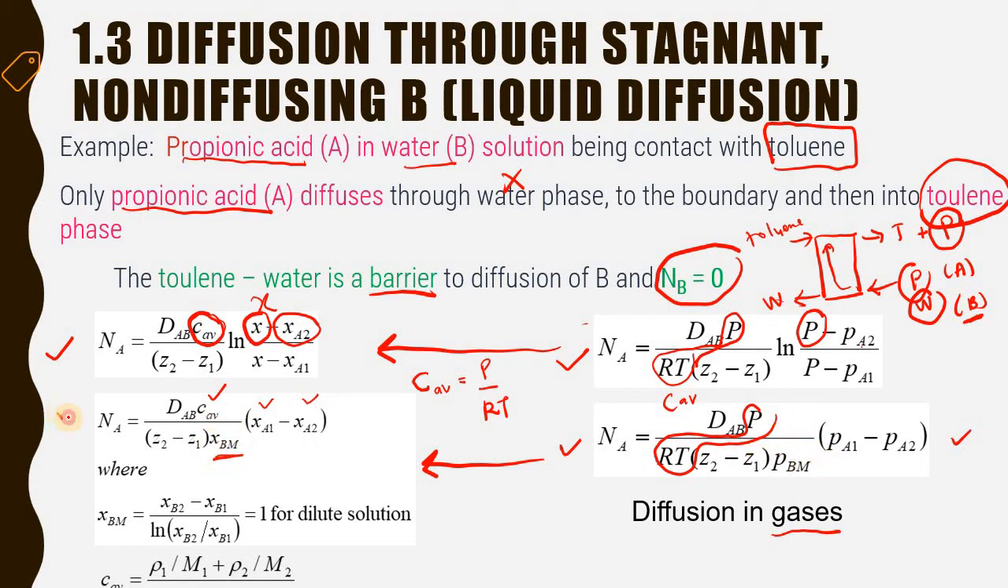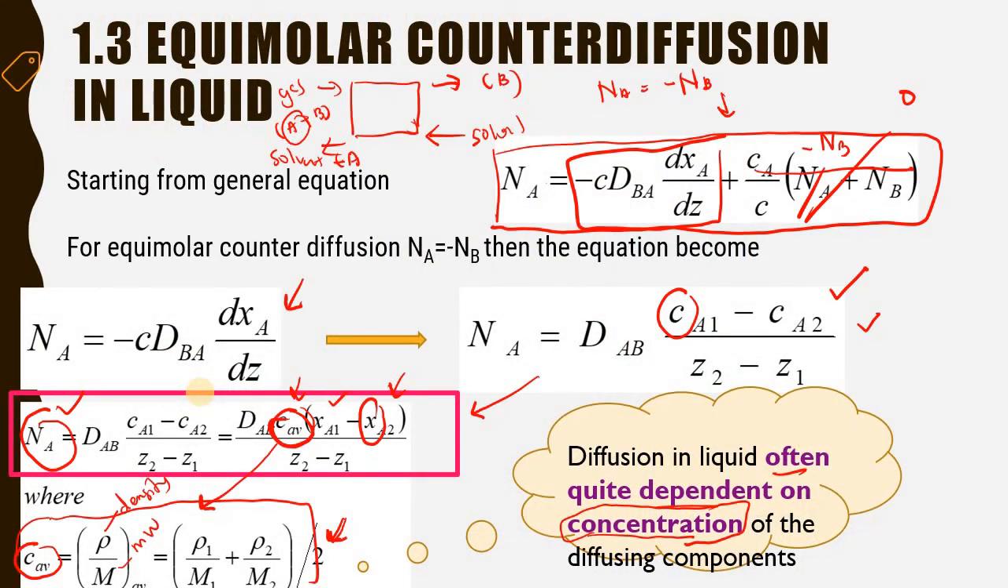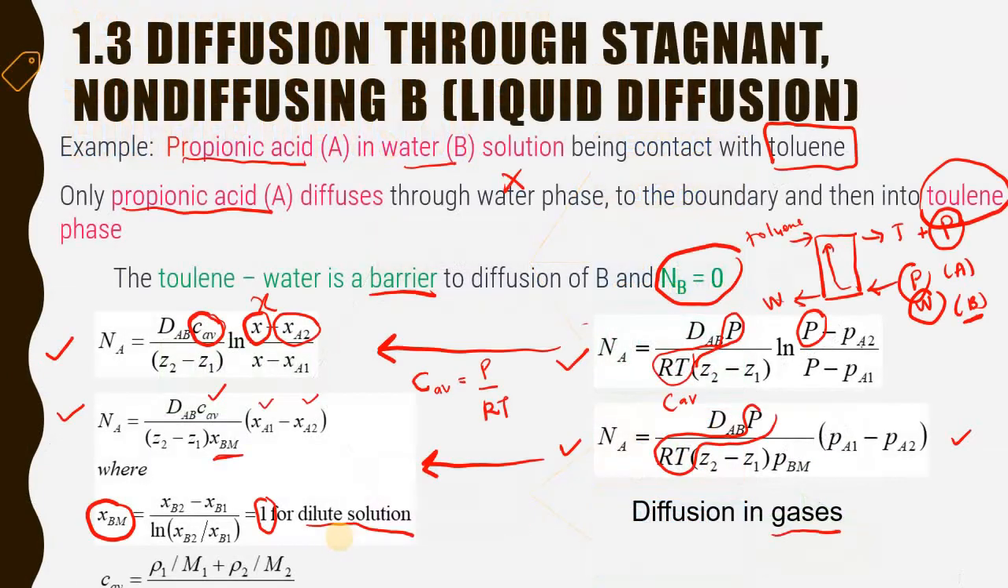For the XBM, the equation is XB2 minus XB1 divided by ln of XB2 over XB1. This XBM is also equal to 1 if we have a dilute solution. So if the question mentions that the solution is dilute, then XBM is equal to 1. For C average, the formula is still the same as before: C average is equal to rho 1 over M1, where rho is density and M is molecular weight, plus rho 2 over M2, divided by 2. So this is for C average.